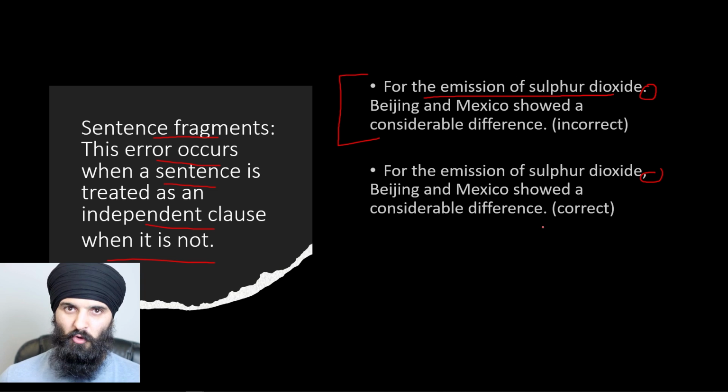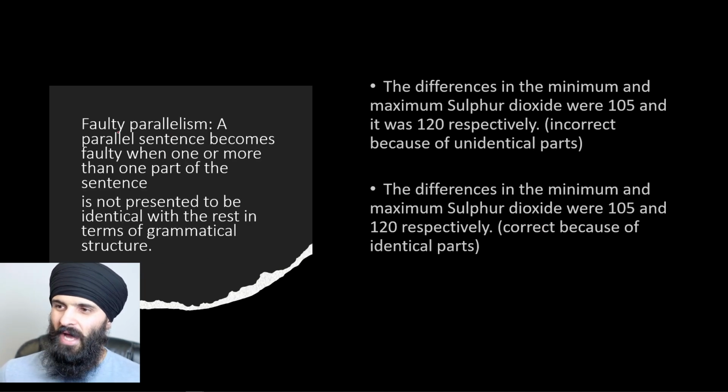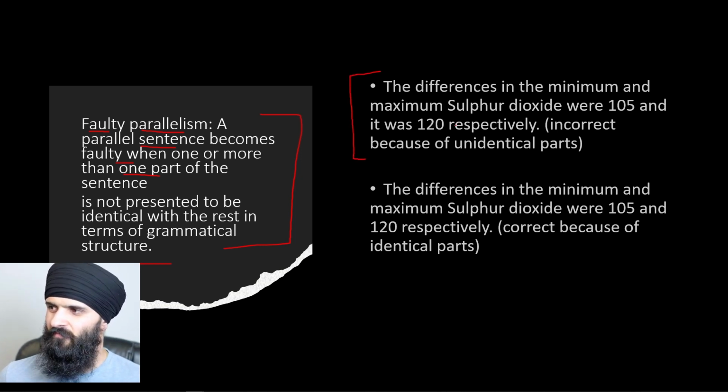Boom, there you go. So don't mix up your commas with the full stops, and vice versa. Remember this, don't make this mistake. Now let's move on to number 3. That is faulty parallelism. What that means is a parallel sentence becomes faulty when one or more parts of the sentence are not presented to be identical with the rest of the terms in grammatical structure. So here, let me break this down for you.